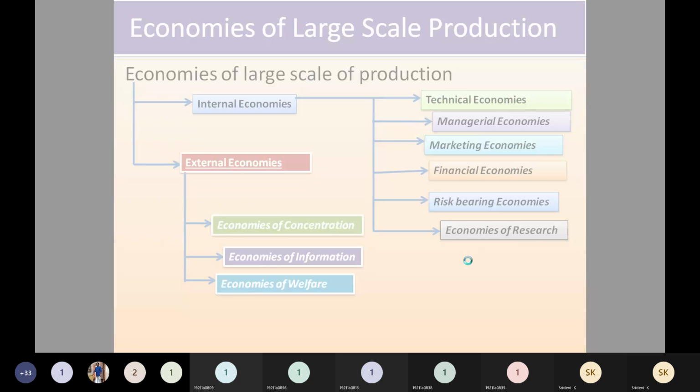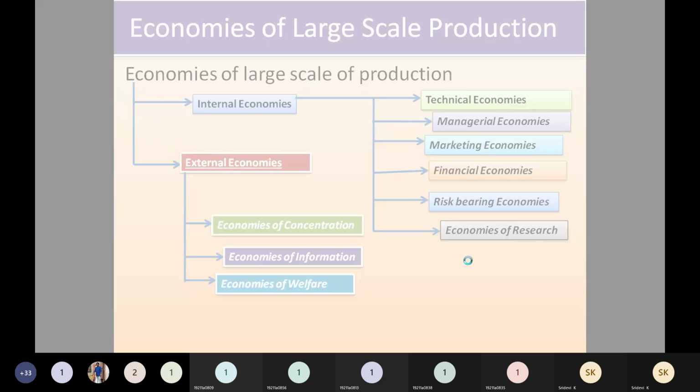Because you are going to utilize them 100%. Utilize the technology, whatever you are having, at 100% capacity. So that will reduce the cost of production, so ultimately the cost per unit will be reduced. And coming to the managerial economies, what are the managerial economies you have?